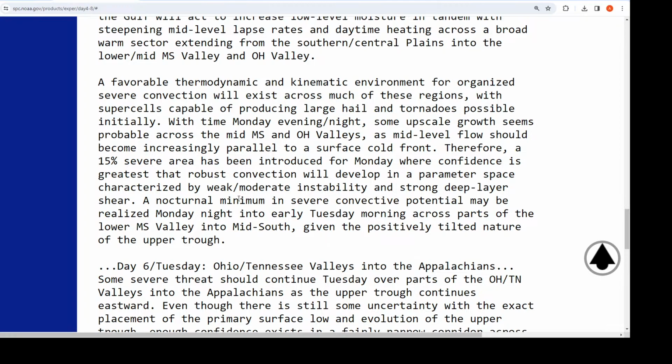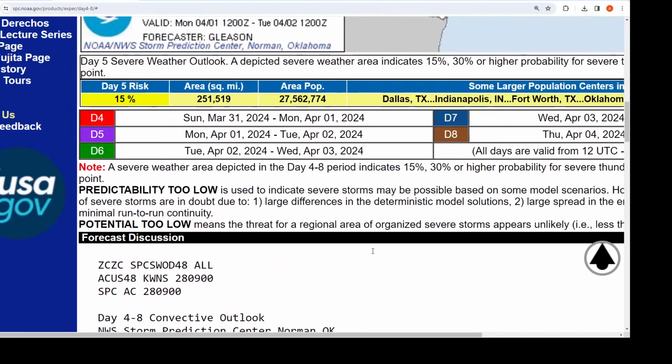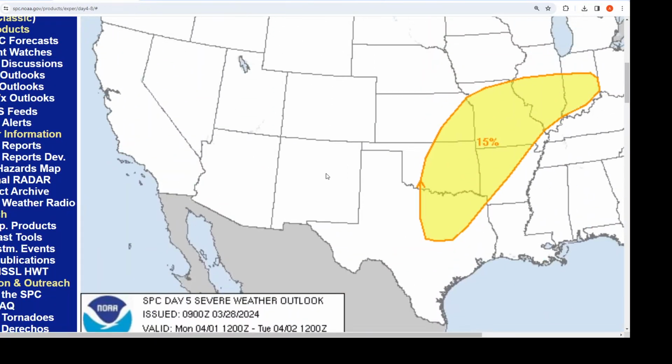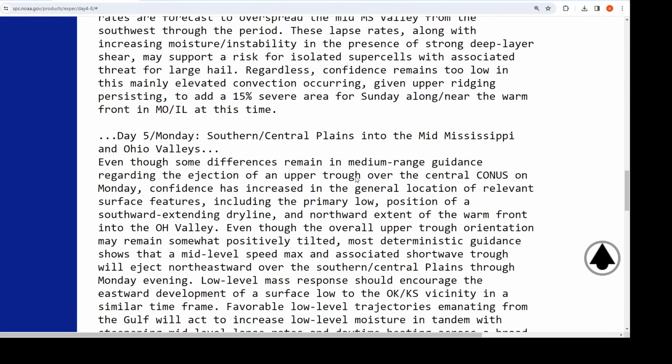So that's why they have introduced this huge 15% risk for Tuesday.